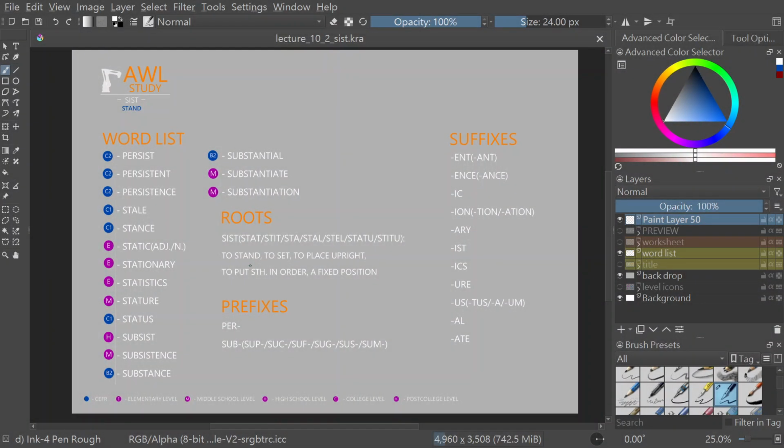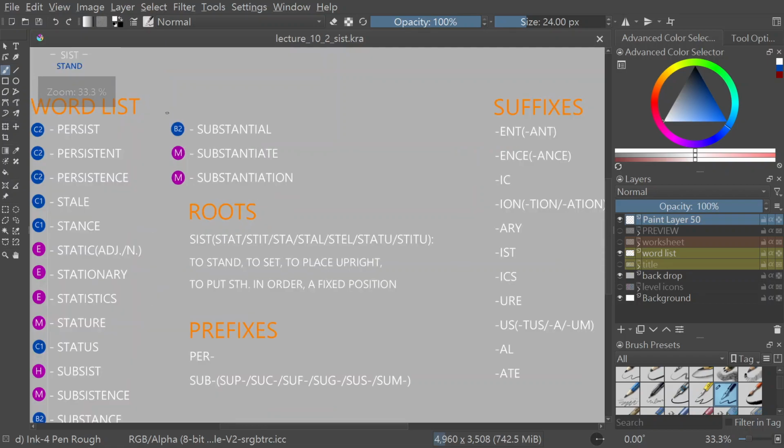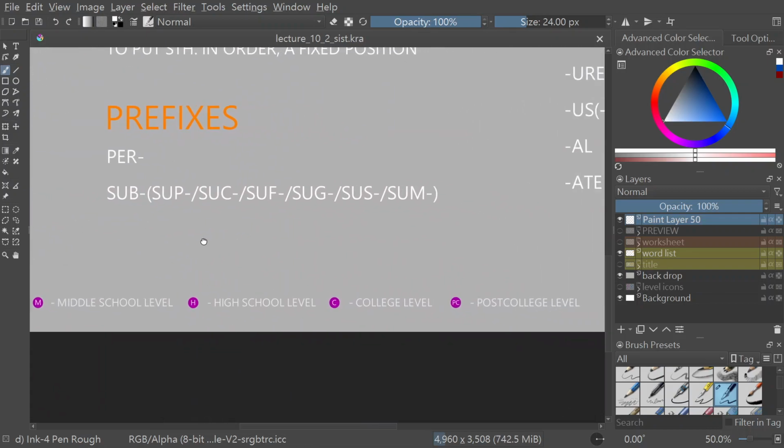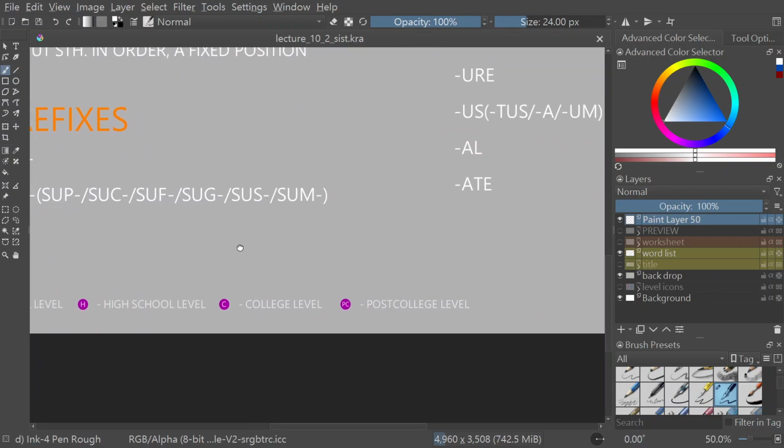Alright, welcome back, and now we have more words that share the root SIST and its variants, meaning to stand, to set, to place upright, to put something in order or a fixed position. And we have some prefixes and suffixes that are combined with the root and its variants to form these words, and they are labeled with either CFR levels or the general academic levels, namely the elementary level, middle school level, high school level, college level, and post-college level.